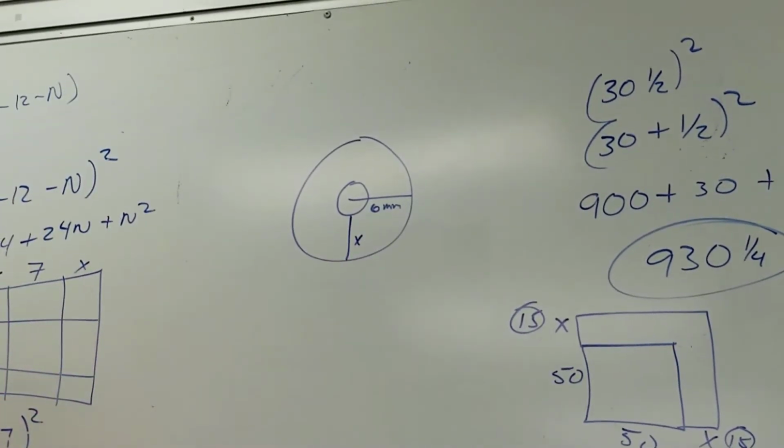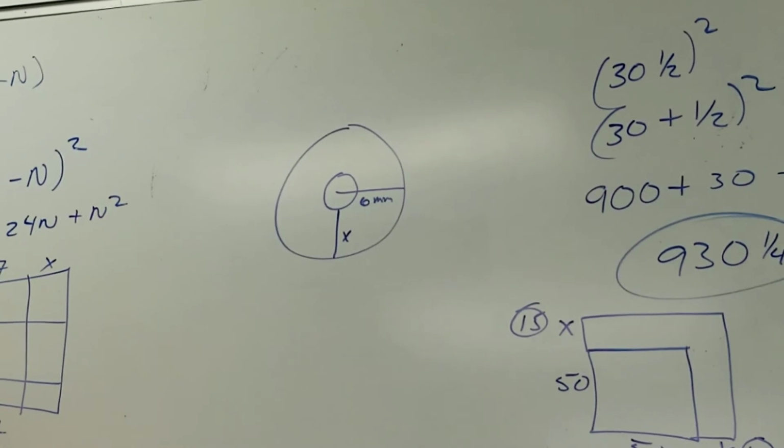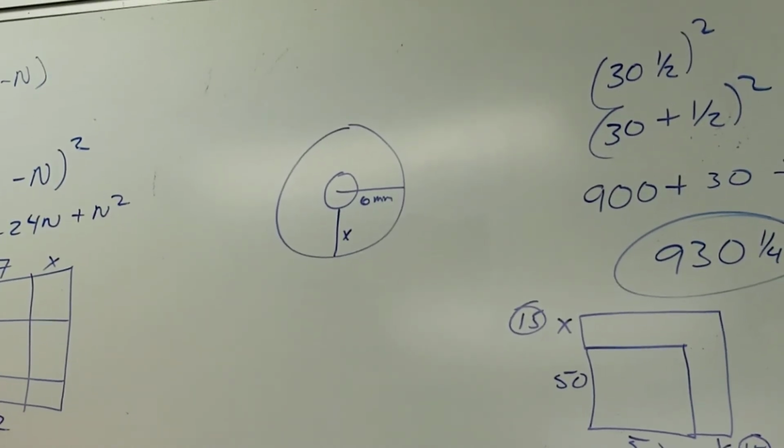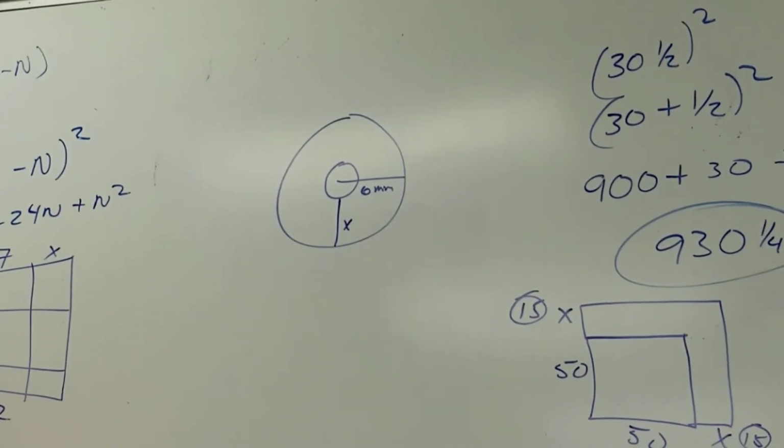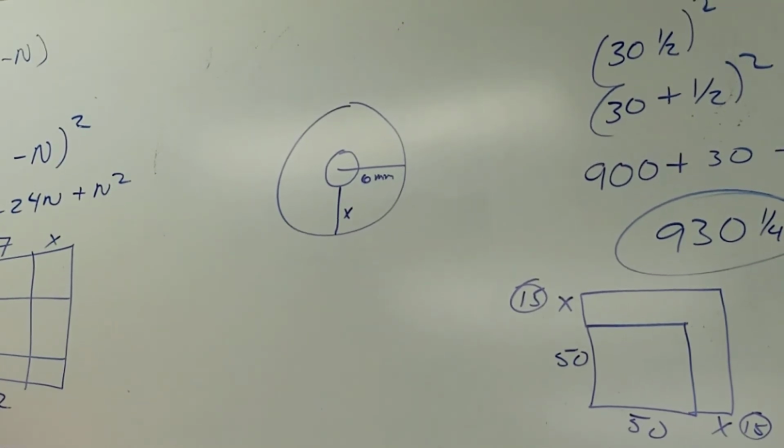So how do I do the area? What's the area of a circle, first of all? Radius squared times pi. Yeah, pi r squared. It's easy to remember because it's cake.